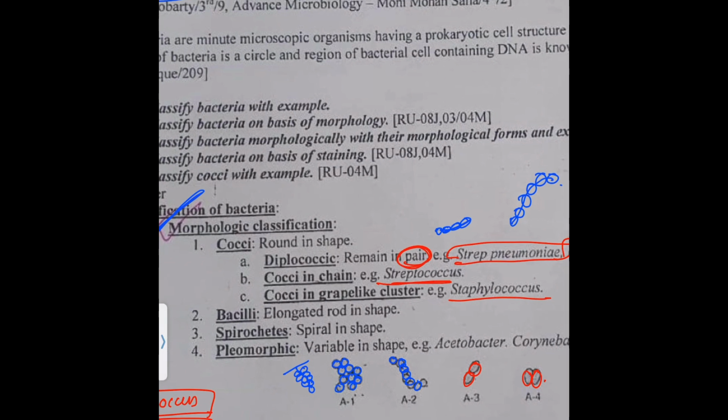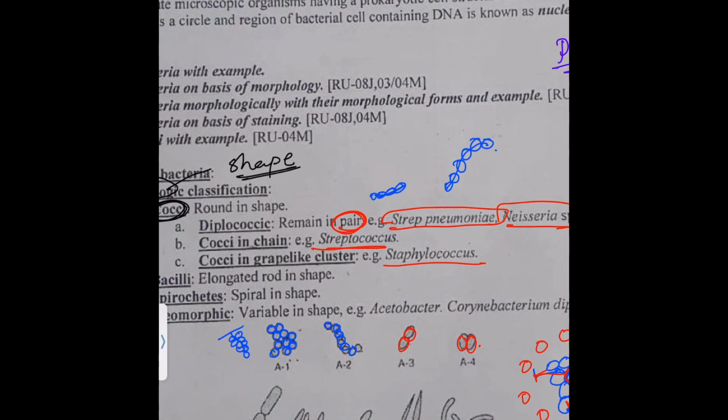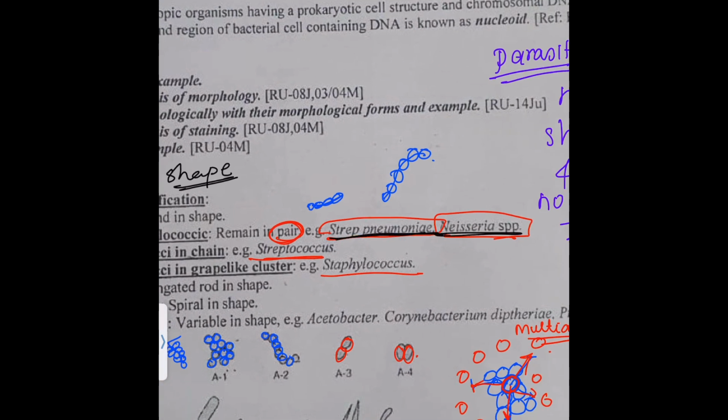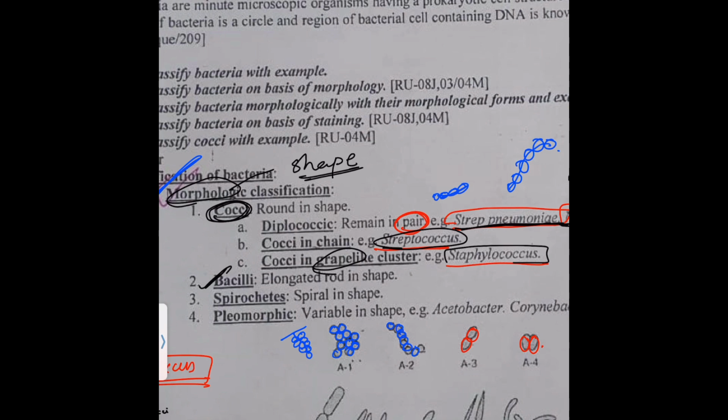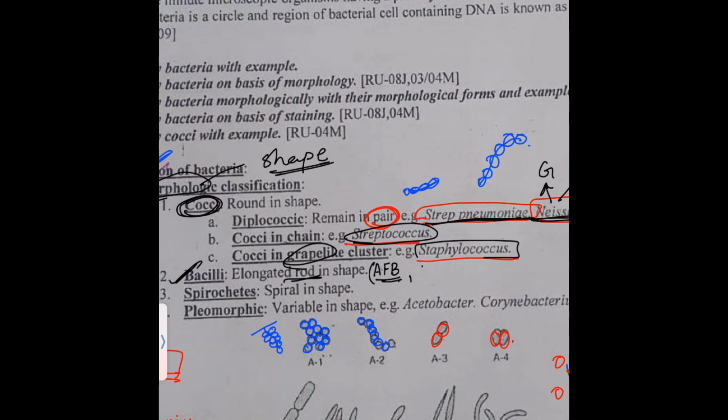So, morphological classification. What do you mean by morphology? It basically means shape, or anatomically. So morphologically, cocci can be diplococci found in pair, which is Streptococcus pneumoniae and Neisseria species, both gonorrhea and meningitidis. Then in chain, Streptococcus species, in cluster, Staphylococcus species. Then what are bacilli? Bacilli means rod. Very good example, acid fast bacilli, that is Mycobacterium tuberculosis, or you can also go along with Enterobacteriaceae.